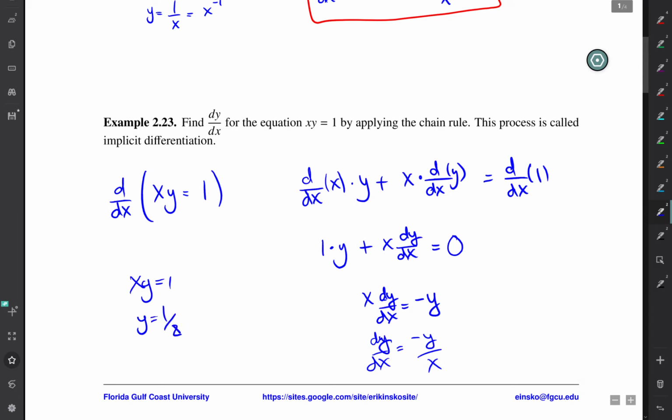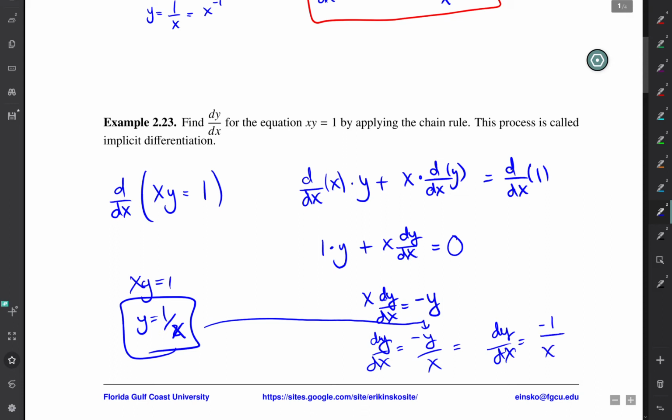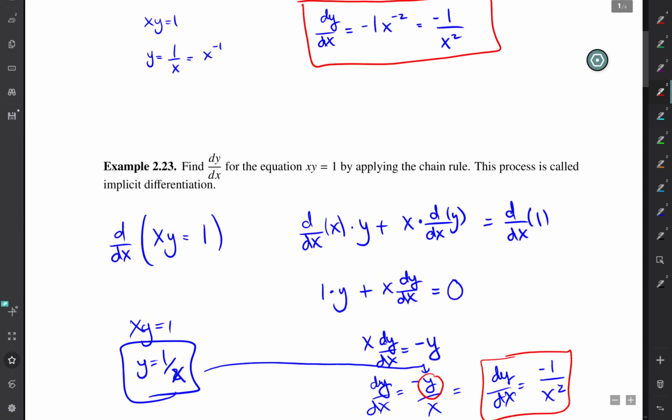And so when you plug this expression in here, you get that dy/dx is negative 1 over x divided by x, so it's negative 1 over x squared. Okay, so that's using the fact that y was 1 over x. So if you plug in 1 over x, then you get that dy/dx is negative 1 over x squared, which is exactly the same derivative that we found before.